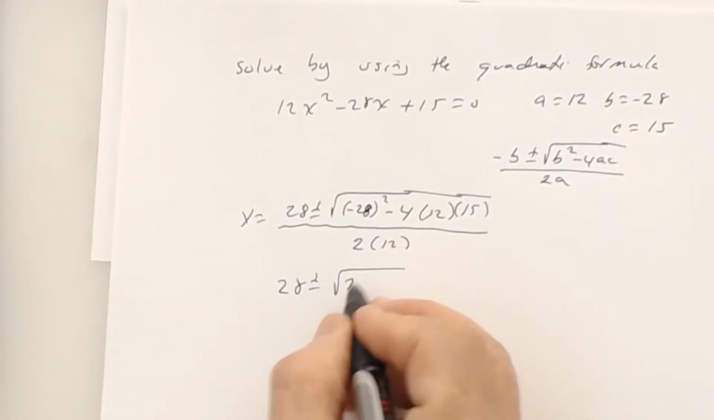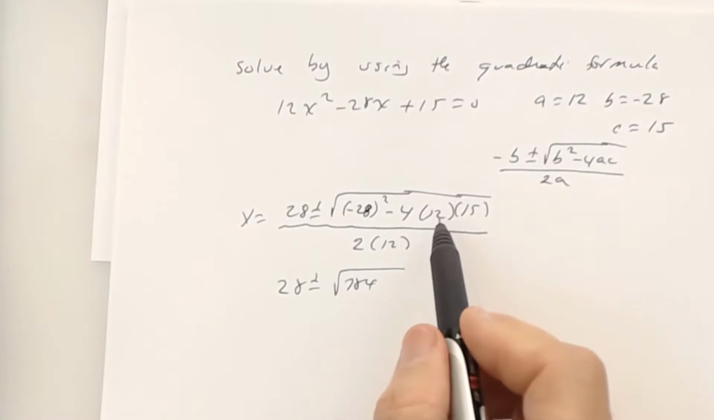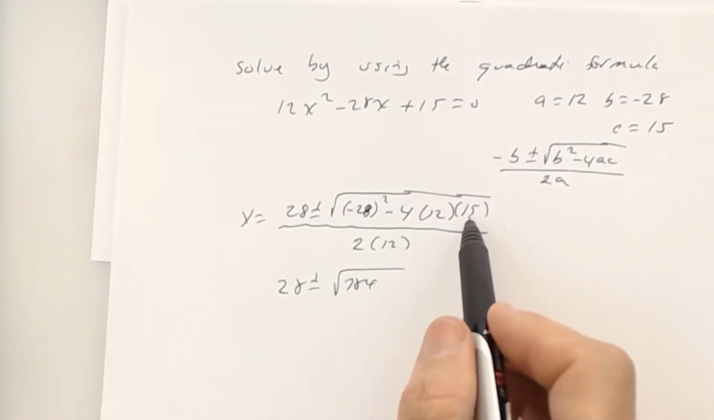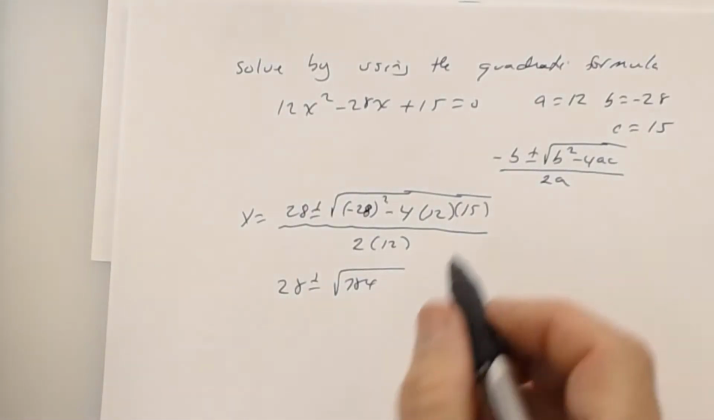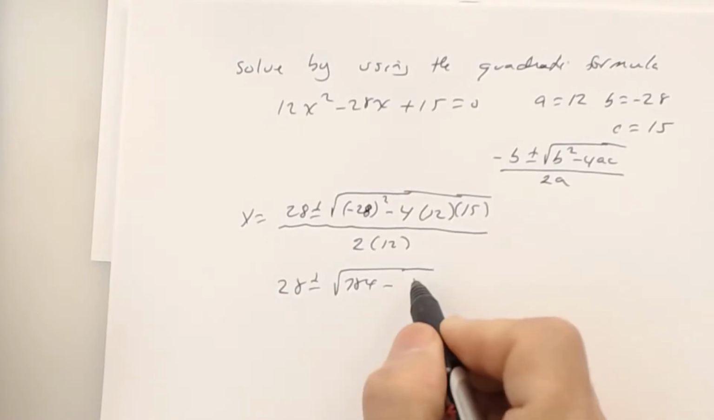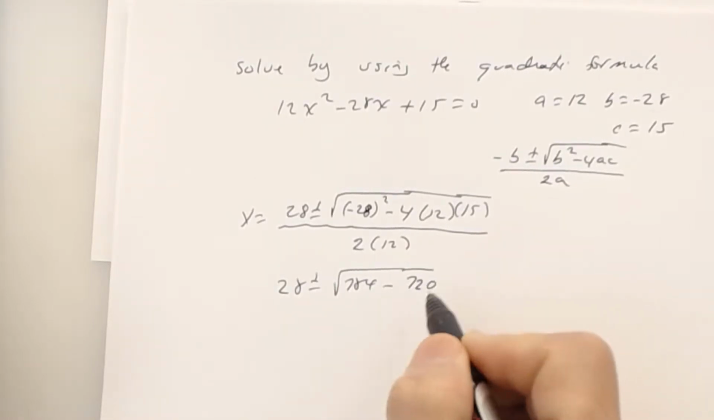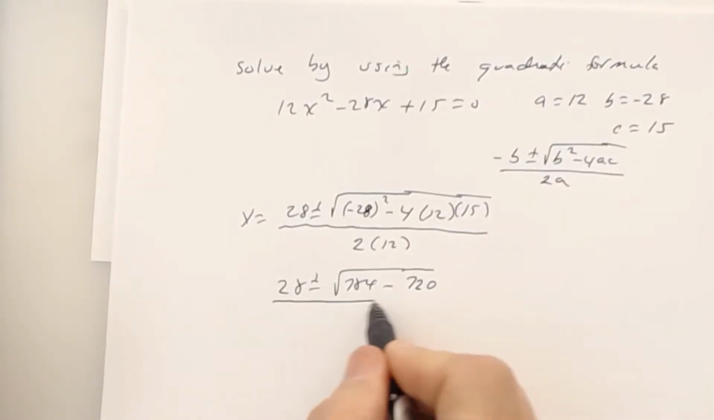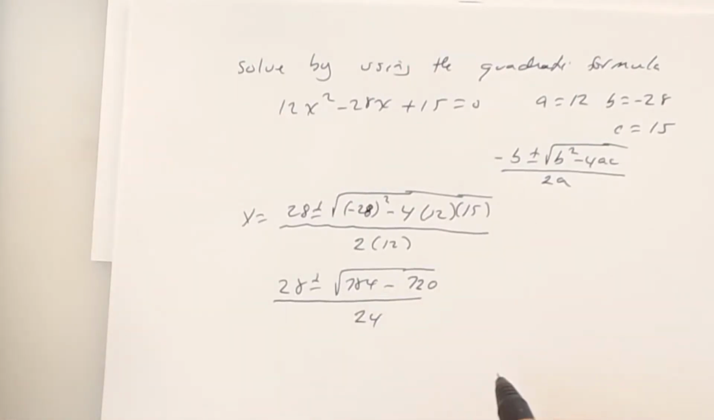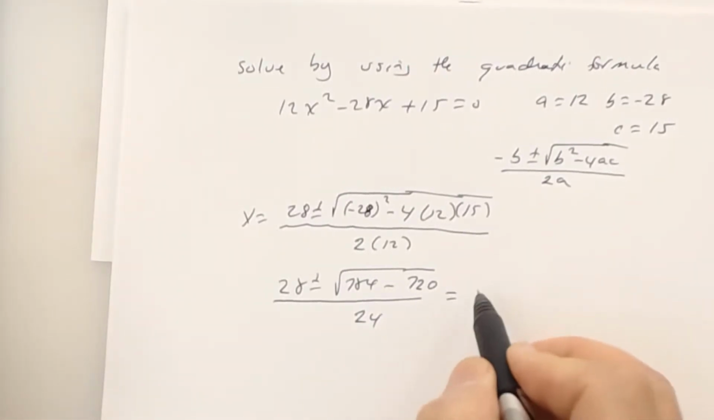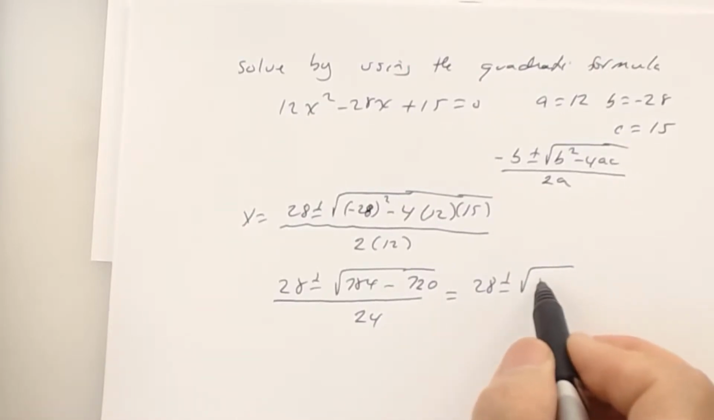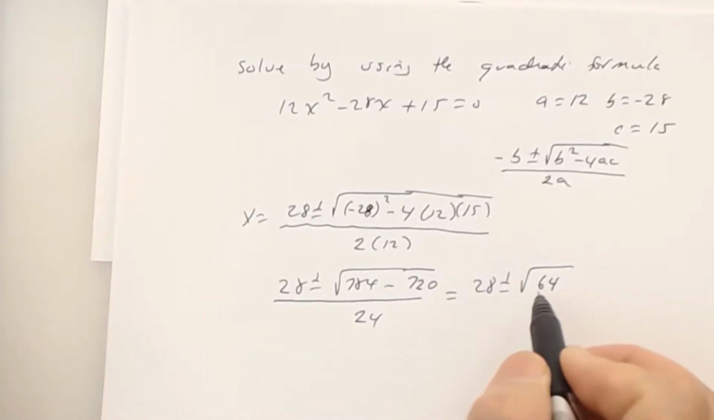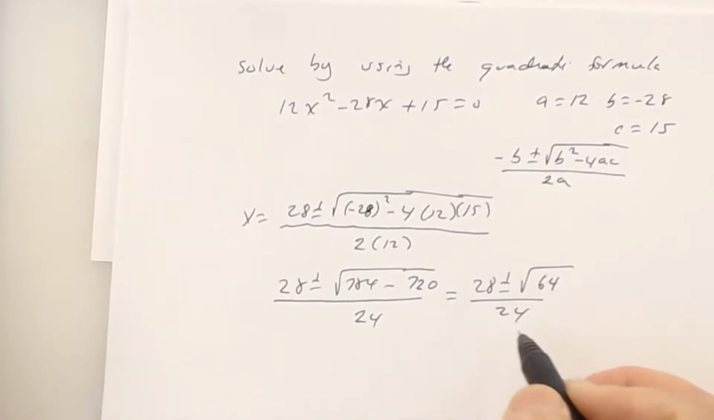So that's 784. All right, now a negative times a positive gives me a negative. So 4 times 12 times 15, so it'll be minus what? 720. All over 24. So it becomes 28 plus or minus the square root of 64 over 24. All right, that's where I'm at.